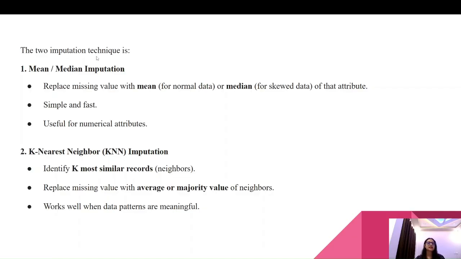The two imputation techniques are mean/median imputation. Replace the missing value with the mean for normal data or the median for skewed data of that attribute. It is simple and fast and is useful for numerical attributes. The second method is k-nearest neighbor, KNN imputation. Identify the k most similar record neighbors. It replaces the missing value with the average or the majority value of the neighbors. It works well when data patterns are meaningful.